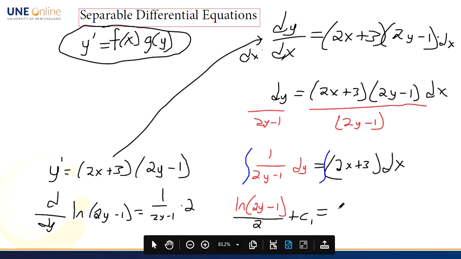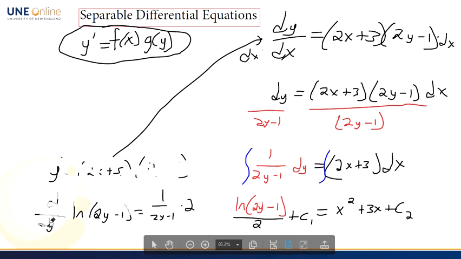For the right side, it's a little bit more clear cut. x squared plus 3x plus some different constant c, right? And then our goal is to try to get y by itself. So now it's kind of like it's back to pre-calculus or our algebra course. We want to get y by itself, so we got to get it outside of that natural logarithm.